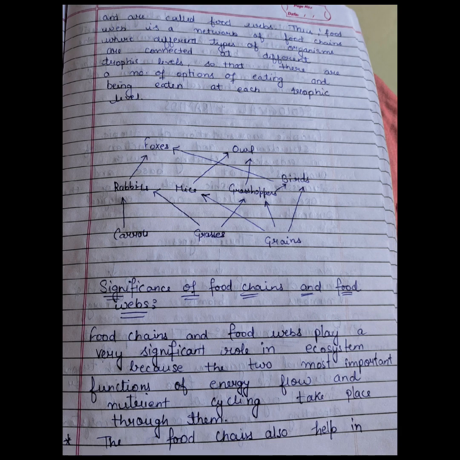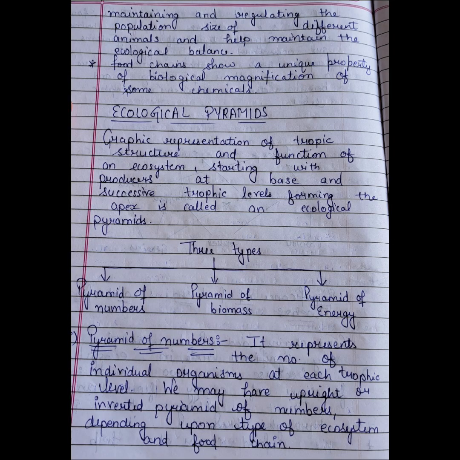Next is the significance or importance of food chains and food webs. They both play a very important role in the ecosystem. Food chains also help in maintaining and regulating the population size of different animals. Food chains show a unique property of biological magnification of some chemicals. Graphic representation of the trophic structure and function of an ecosystem is known as an ecological pyramid.